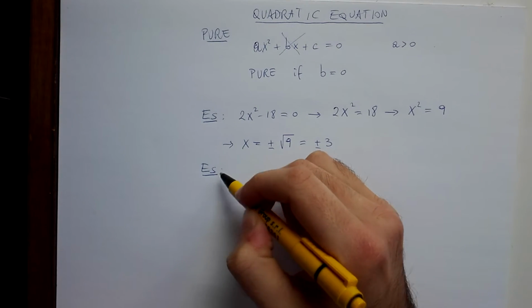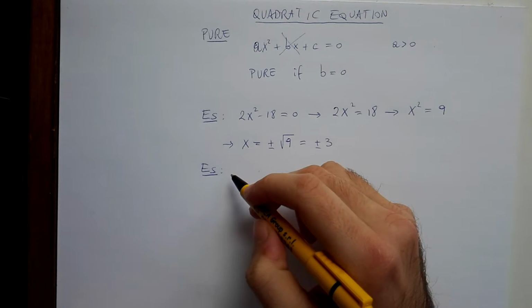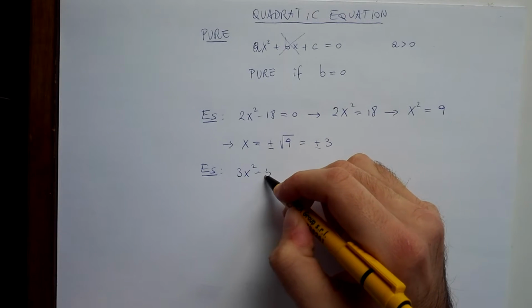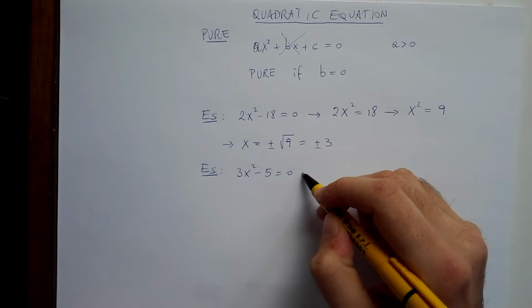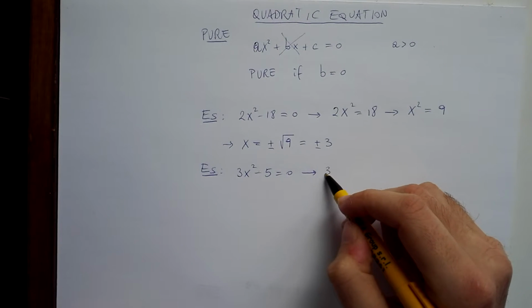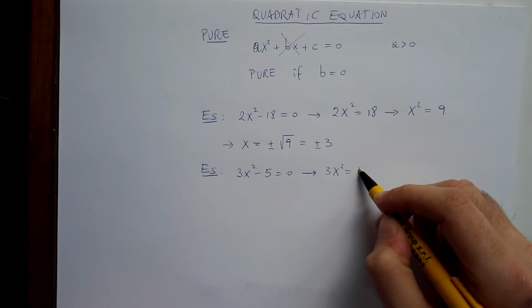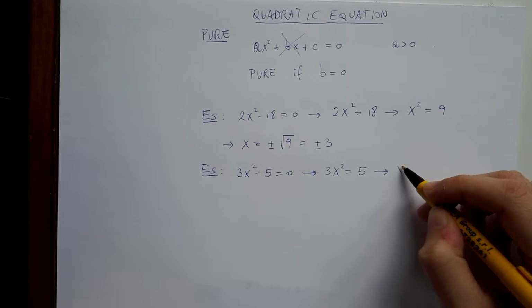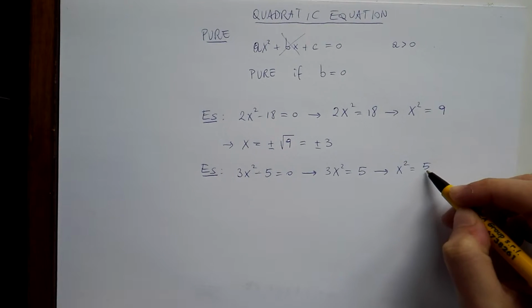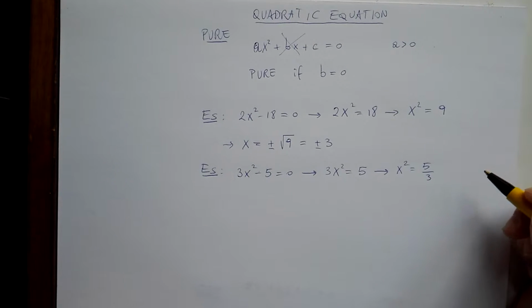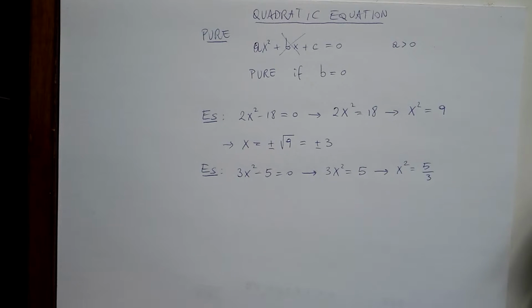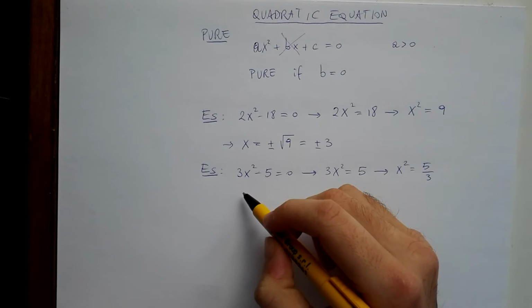Let's see another example. For instance, 3x squared minus 5 equals 0. Then, bringing the 5 to the other side, we have 3x squared equals 5, and then x squared equals 5/3. So 5 over 3, it's not a square, but we don't care.